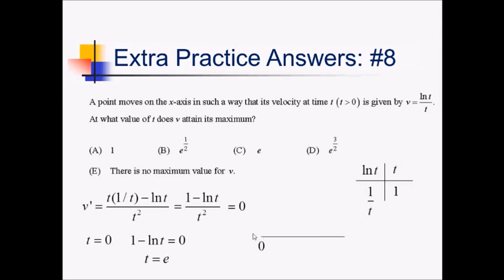Doing my number line now, this is going to have an endpoint of 0. I can't really test anything to the left of that because those values are undefined. We also have a critical value at e. Let me test out now 1. And when I'm testing them in this derivative here, t squared is always going to come out positive. So it's really just this numerator I have to test.